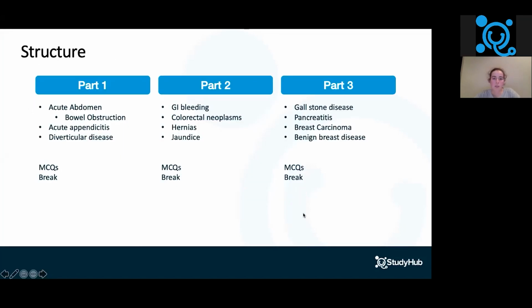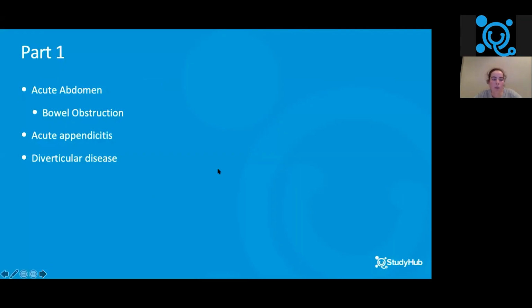This is how the structure is going to work. The lecture is going to be in 3 parts, and then at the end of each part, there'll be 3 MCQs, and then we're going to take a short break. In part 1, we're going to talk about acute abdomen and in particular bowel obstruction. Then we'll cover acute appendicitis and diverticular disease.